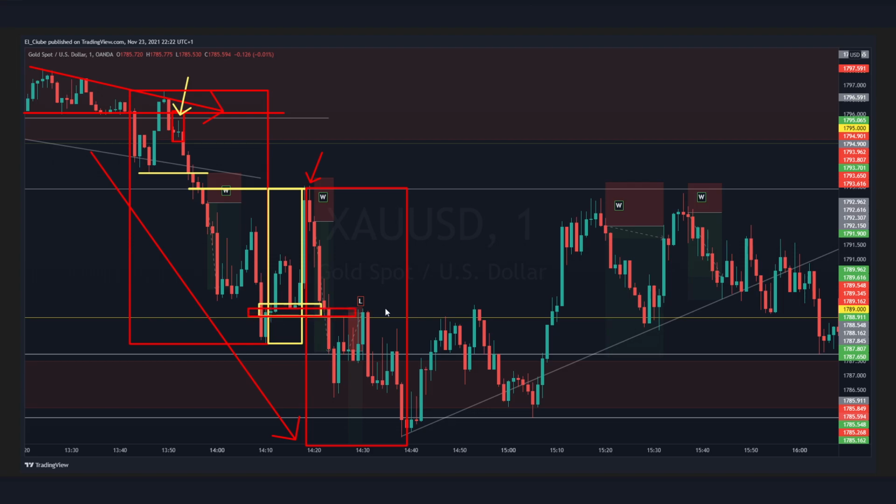So this entry is at the previous lows, it's a key level, so we broke below and retested the key level, and that's where you could have had your further entries.